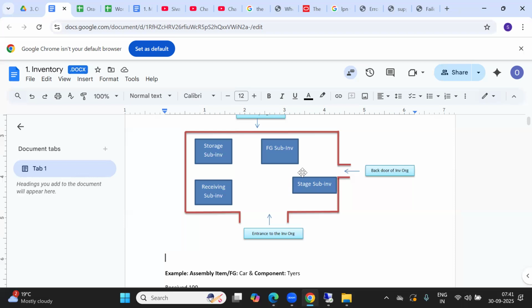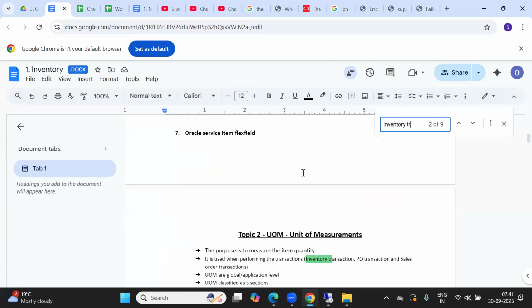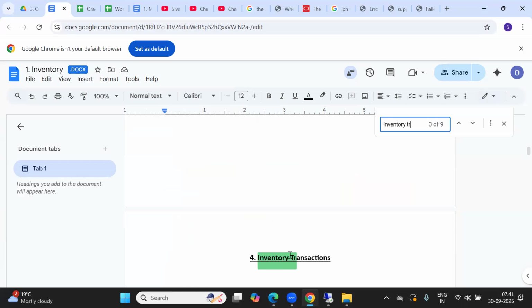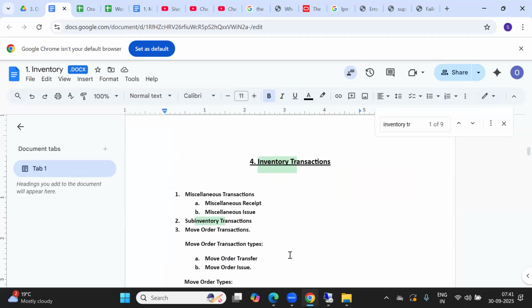You won't have any approval and all. But if you use move order, you will have approvals. You can also maintain the document numbers, like move order numbers, and you can also maintain pick slip reports if you use move order transaction.